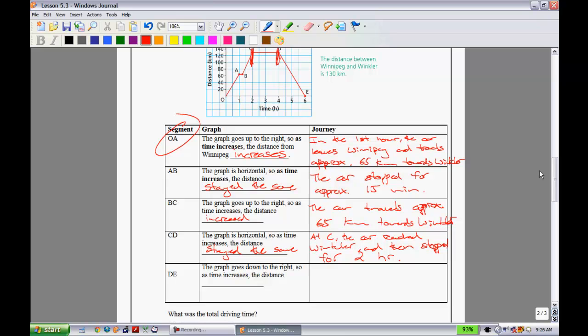Now we've got D to E. This is the part where they went home. This one's a little bit different than the way there, because it looks like they didn't take a pit stop. They just drove straight from Winkler back to Winnipeg, and it looks like they did that in 2 hours. So the graph goes down to the right, so as time increases, the distance decreases, and the car returns.